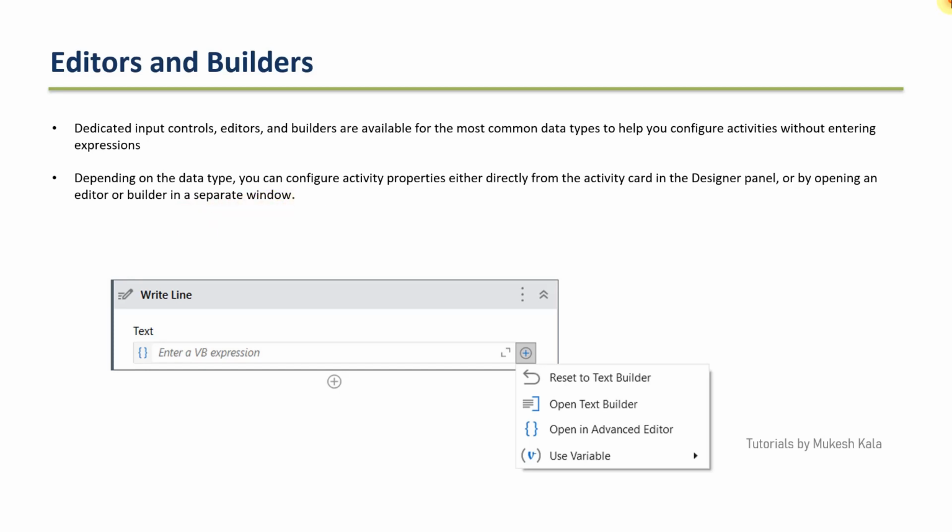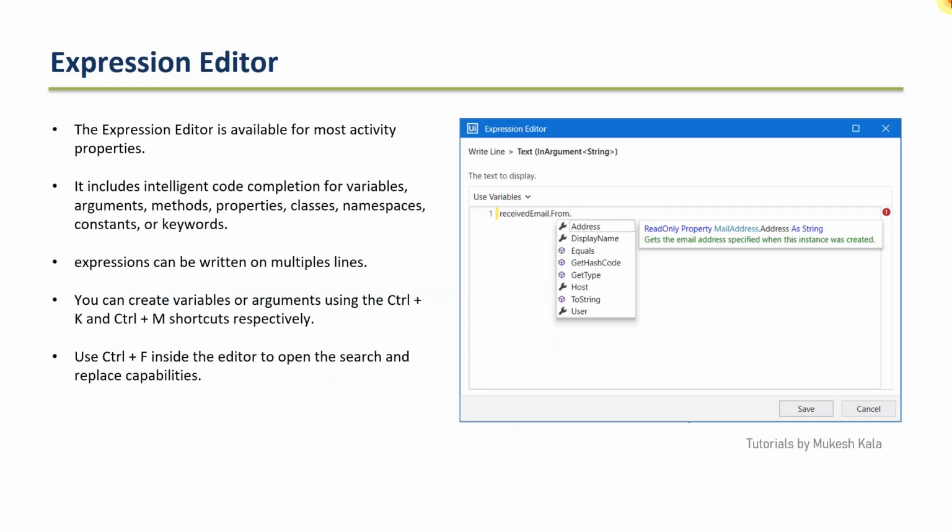Okay, so now let's move forward. The next update which we are going to discuss today is called the expression editor. Now, the expression editor is available for most activity properties. It includes some of the new features such as intelligent code completion for variables. In case I am using a string variable, if I put a dot, I'll get all the methods of the string class: arguments, method, property, class, namespaces, constants, and the keywords.